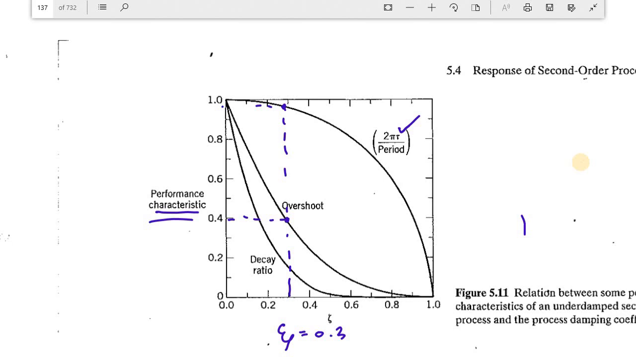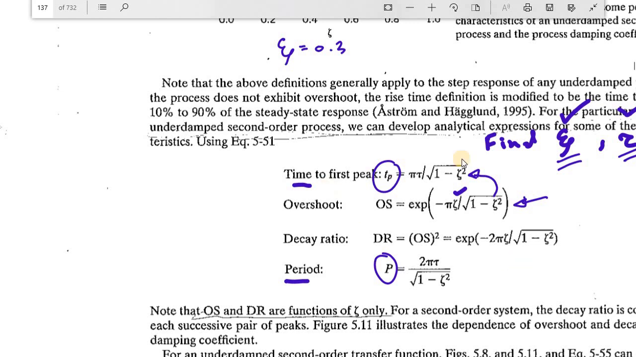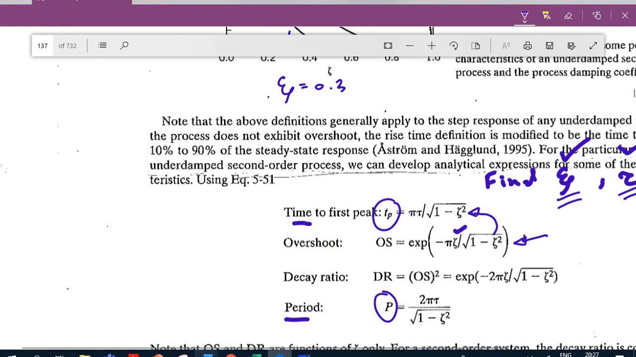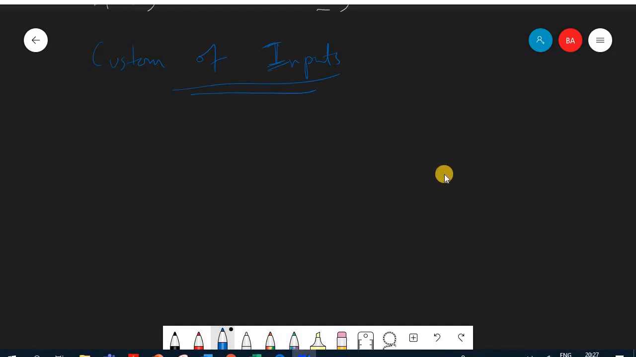So this is how to use the figure, or if you want, you can use the equations. Now we have a methodology for finding tau and xi. After we have done that, we can talk about the custom inputs so that we can finish up this chapter. I discovered that was chapter 5, by the way. So we are making very good progress here.